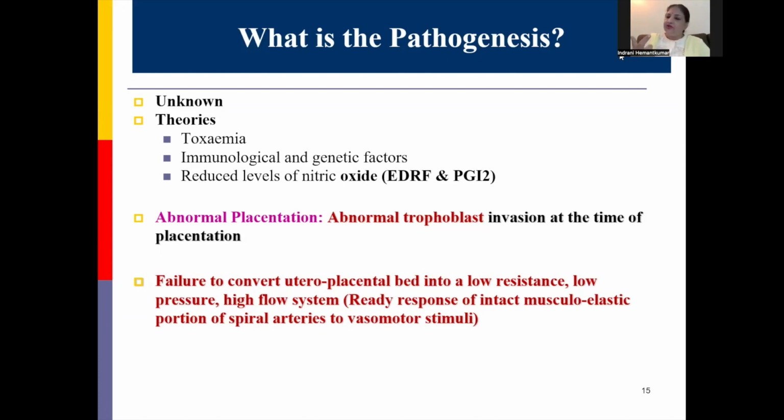And as I said, the growth factor is reduced, so there is failure to convert the uteroplacental bed into a low resistance, low pressure, high flow system, which means the musculoelastic portion of the spiral arteries does not disappear. Usually, when the growth factor is there, the musculoelastic portion of the spiral arteries completely disappears. That is why the entire uteroplacental bed becomes a low resistance, low pressure, and high flow system. And that becomes a high resistance, high pressure, and low flow system.